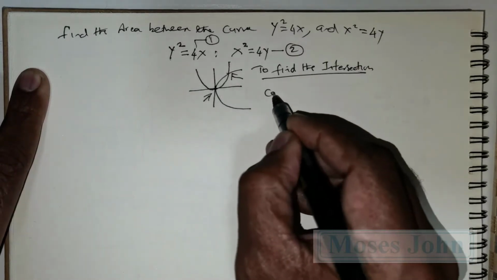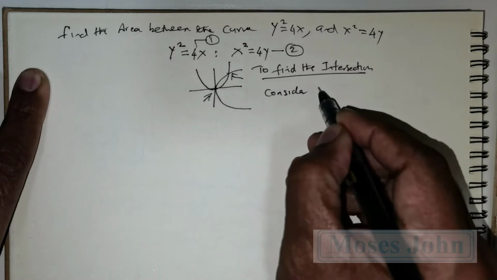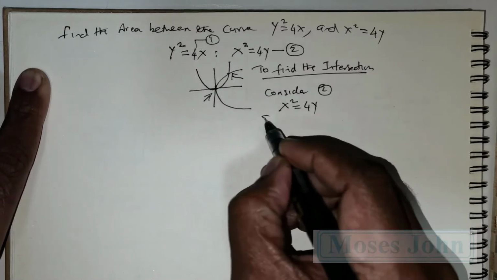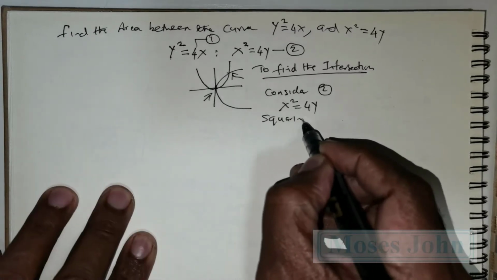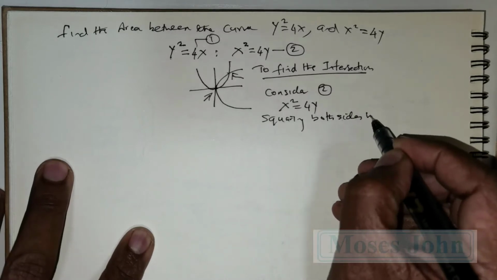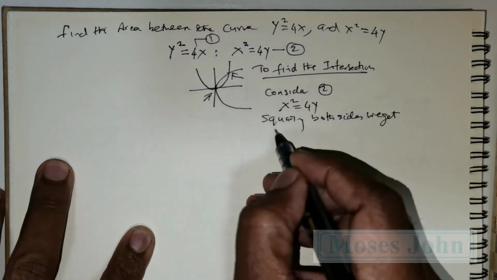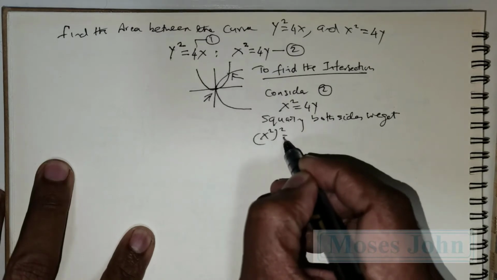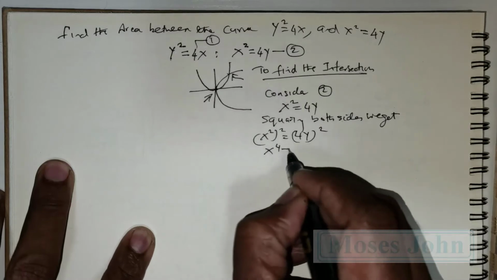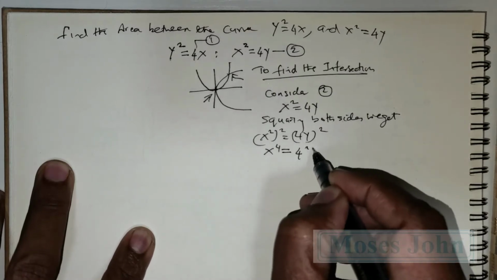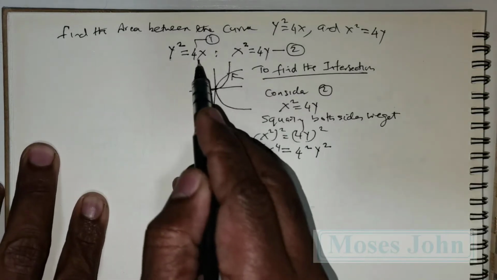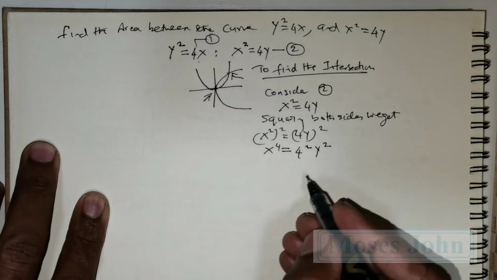So I would just consider equation 2. We have x squared is equal to 4y. Now square both sides. Upon squaring both sides, this becomes x squared raised to the power 2 is equal to 4y raised to the power 2, which is x raised to the power 4 equals 4 squared times y squared. But we have y squared is equal to 4x.